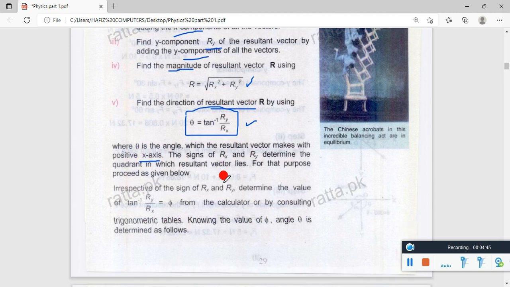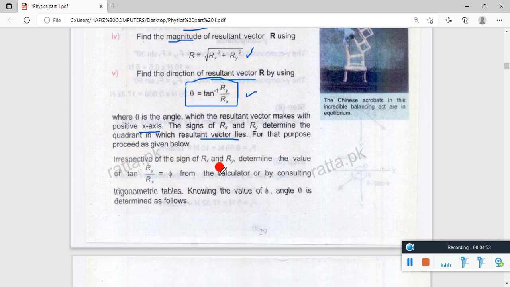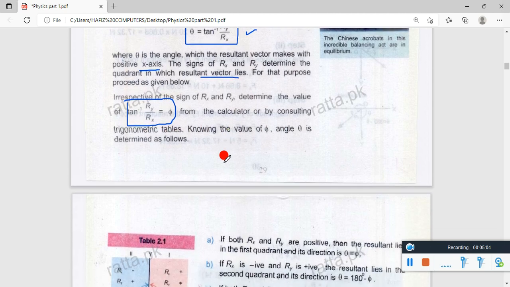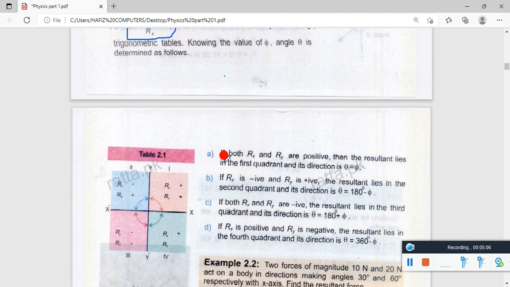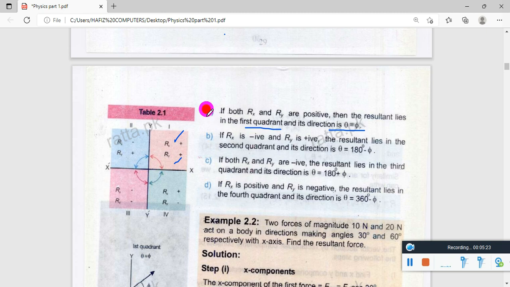The signs of Rx and Ry determine the quadrant in which the resultant vector lies. For this, proceed as given below. Irrespective of the signs of Rx and Ry, determine the value of tan inverse of Ry over Rx, which is equal to phi, from a calculator or trigonometric tables. Knowing the value of phi, the angle theta is determined. If both Rx and Ry are positive, the resultant lies in the first quadrant and theta is equal to phi. This is the first quadrant.